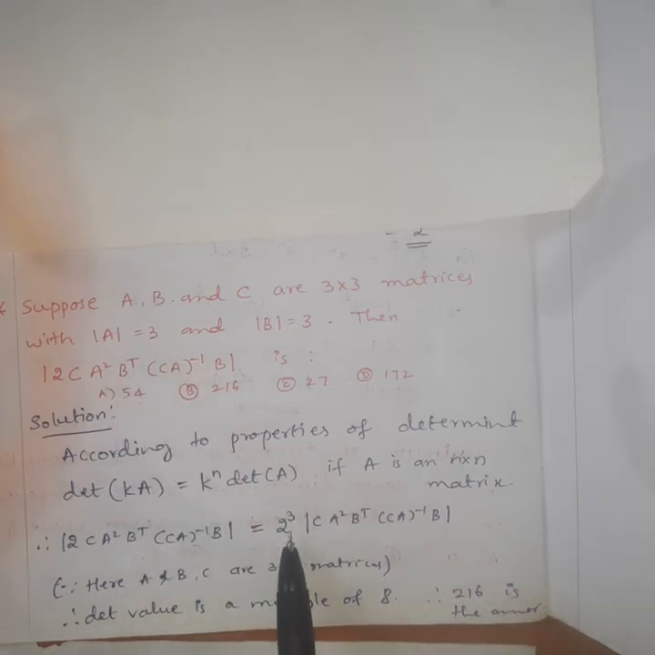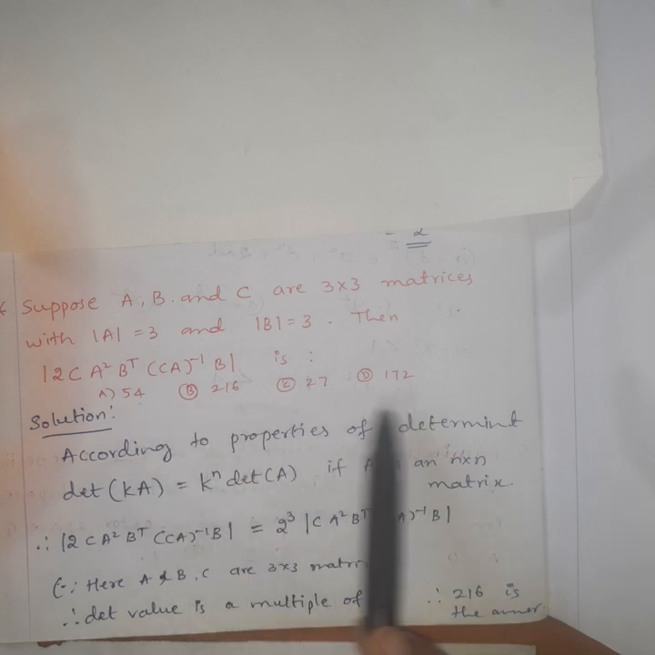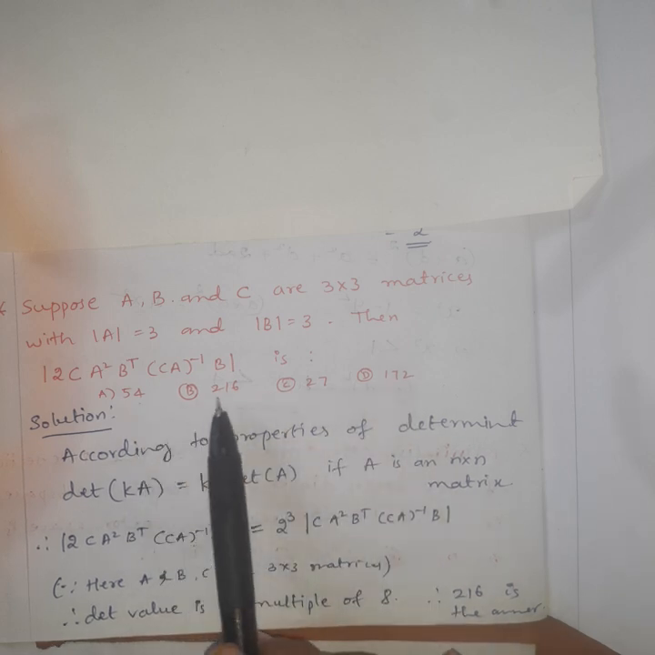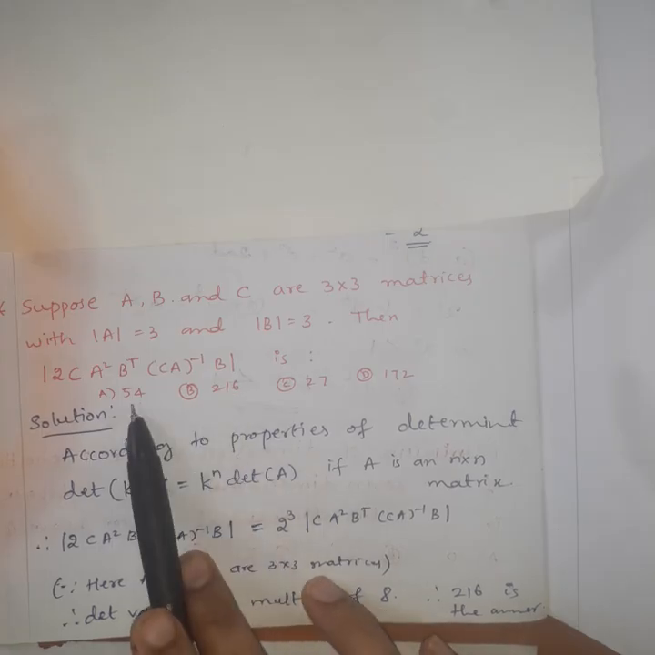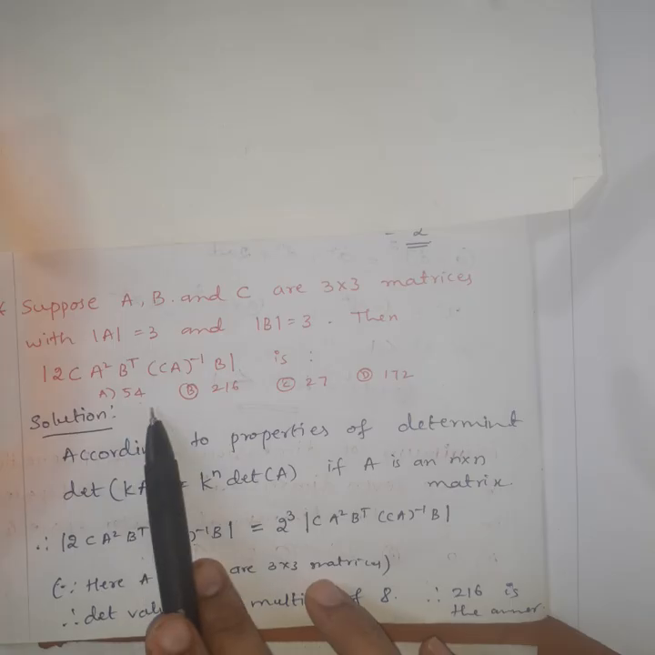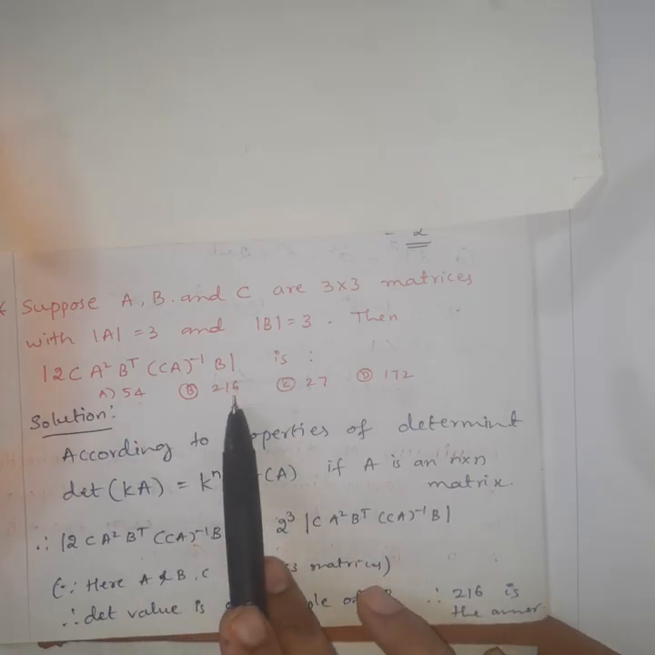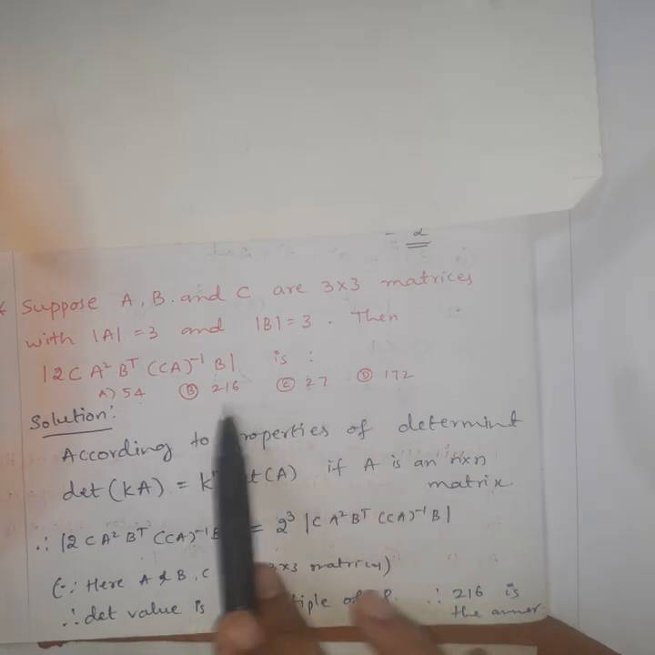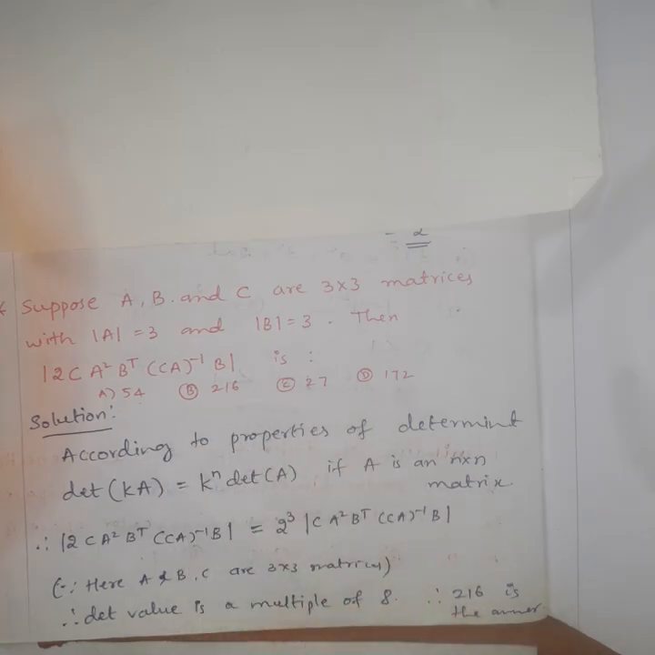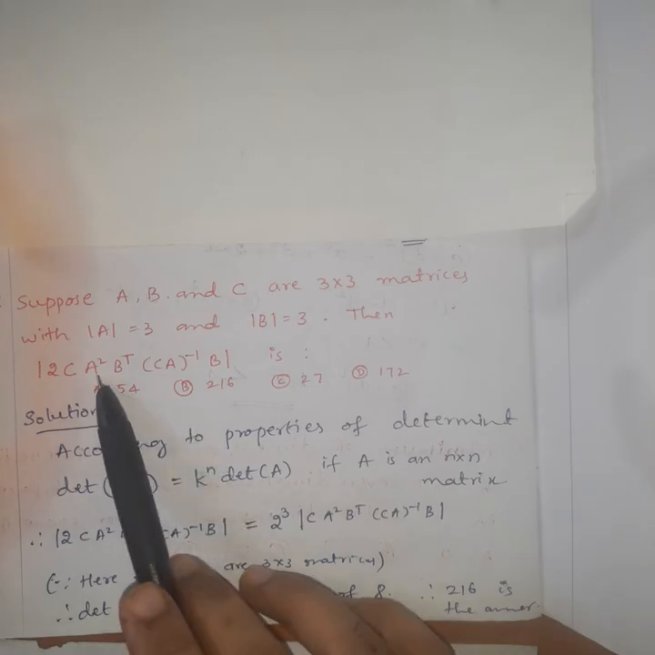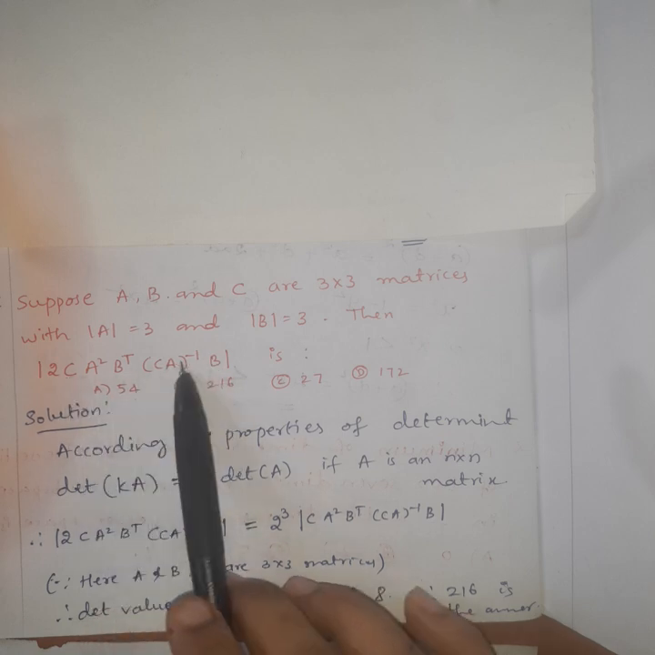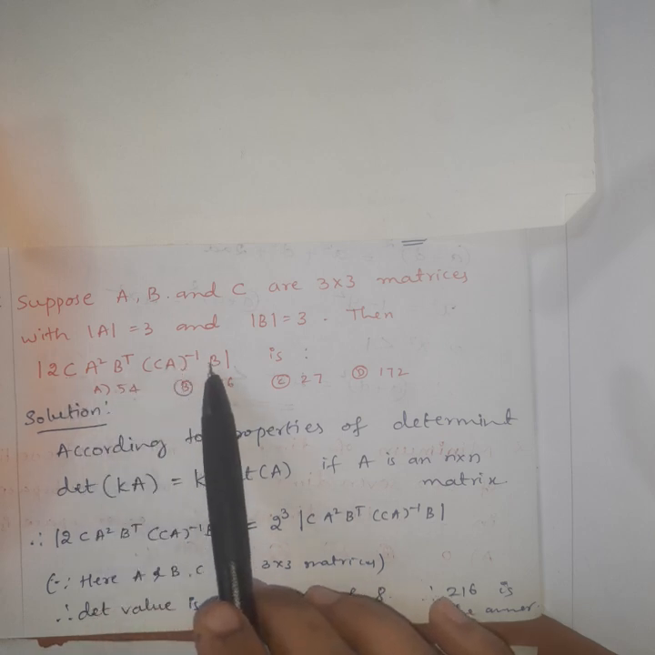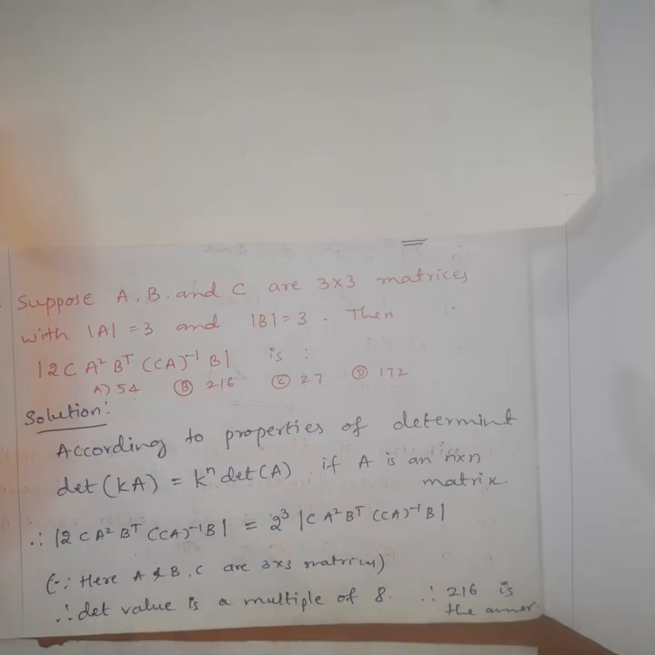2 cube is 8. So which number is a multiple of 8? Let us check. Here 216 is a multiple of 8. Therefore, the value of this determinant is 216. The others are not divisible by 8, and 216 is the only number divisible by 8 in the given options. So option B is true. If you want, we can check using the determinant property, that determinant of AB is equal to determinant of A into determinant of B, but that will be a complicated calculation. So this is the simple one.